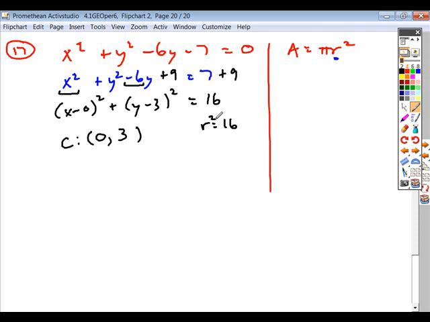Now, in this particular case, you could solve for r pretty easily, right? What is r? 4. And then you could plug it in here. But do you even need to solve for r in this case? It's actually more efficient to just leave it.